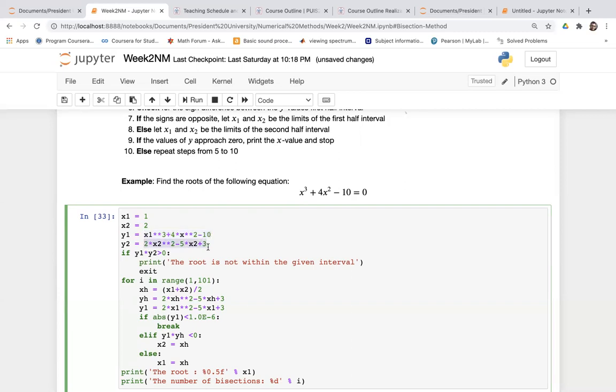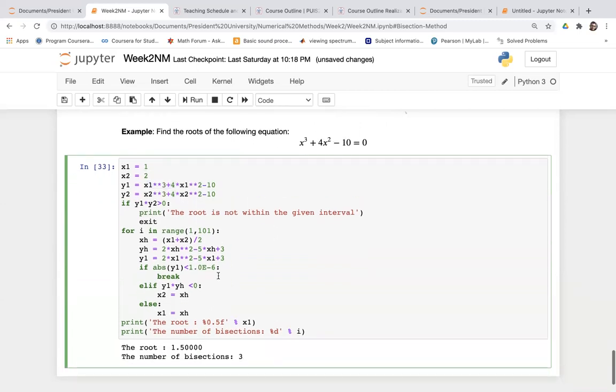Copy this, and change this one to 2. Sorry, this one is x1, this is x2. Now you have this. Now this is how the algorithm works. We check the sign. If y1 times y2 is positive, what does it mean? It means they have the same sign: negative times negative, and positive times positive, is positive, right? Therefore, you need to repeat step 1, which is to change the interval guess.